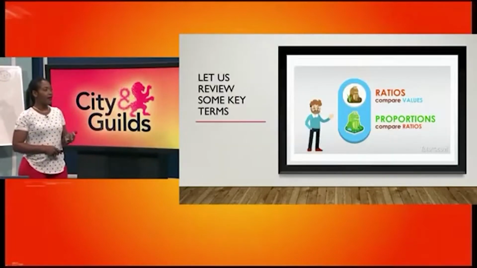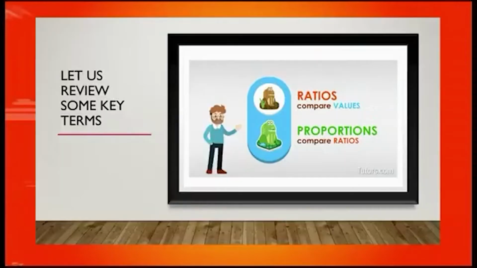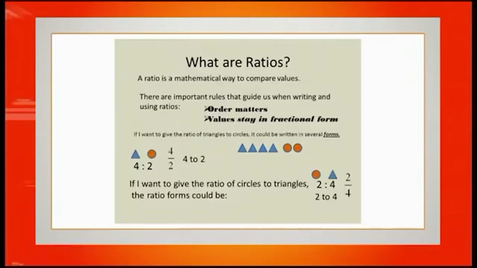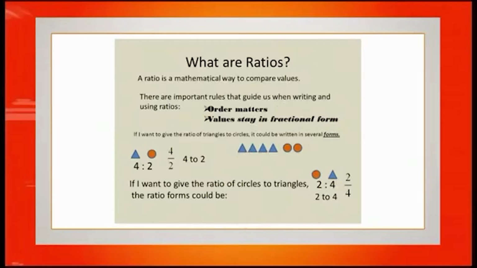All right, there are a few key terms that we will review before we get into today's lesson. Ratio. Ratio compares values. Proportion compares ratios. So this is pretty much just a simple way of looking at ratio and proportion. Now, what is a ratio, or what are ratios? A ratio is a mathematical way to compare values. There are some important rules to guide us when we're writing or using ratio. For instance, order matters. Values stay in fractional form.